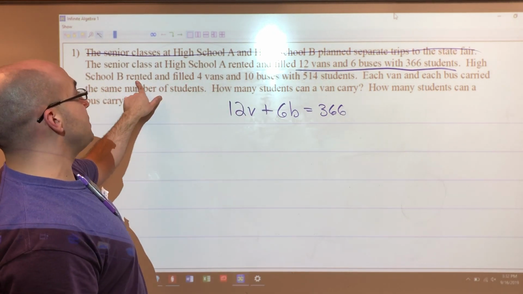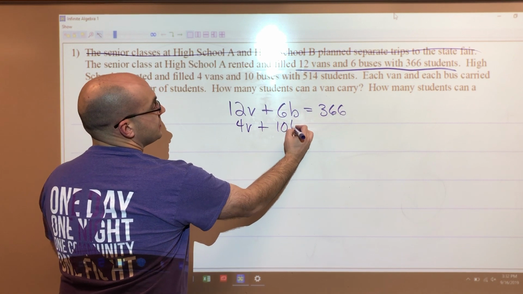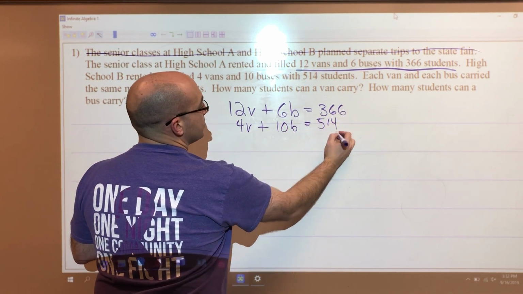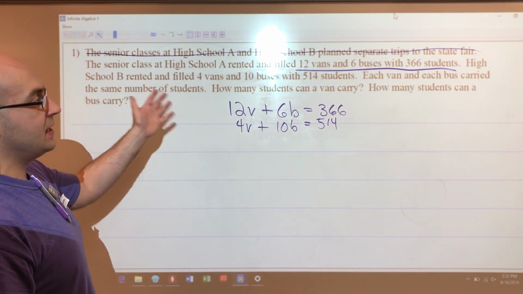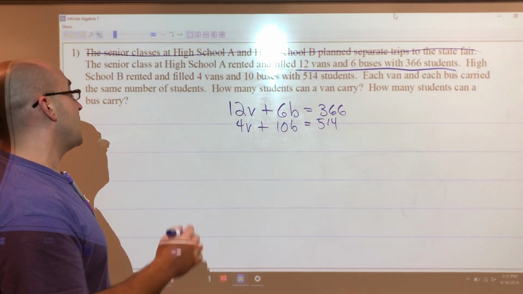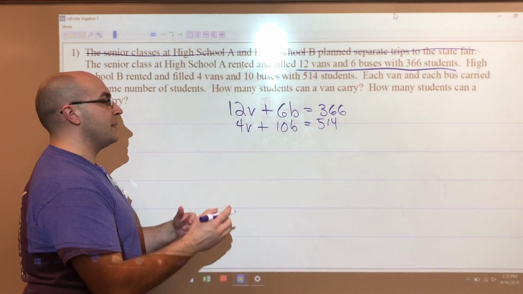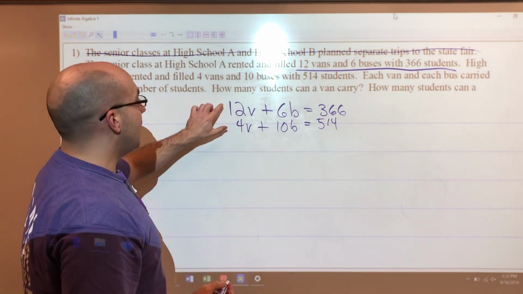Second equation is High School B rented and filled 4 vans and 10 buses with 514 students. Then it says each van and bus carried the same number of students. Of course they did. How many students can a van carry? How many students can a bus carry? So I'm actually trying to solve for, in this case, V and for B. So it's a system. Now I'm looking for opposites.